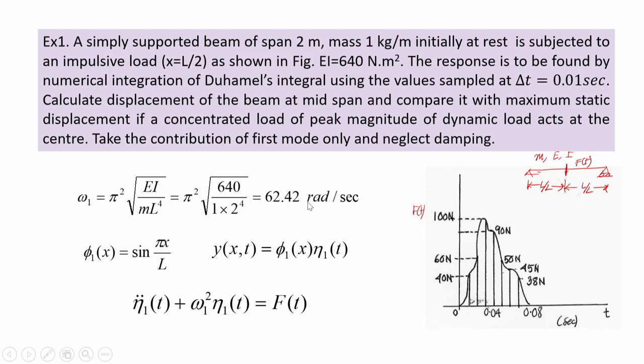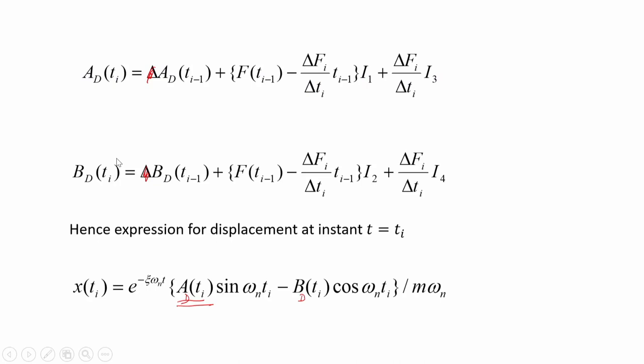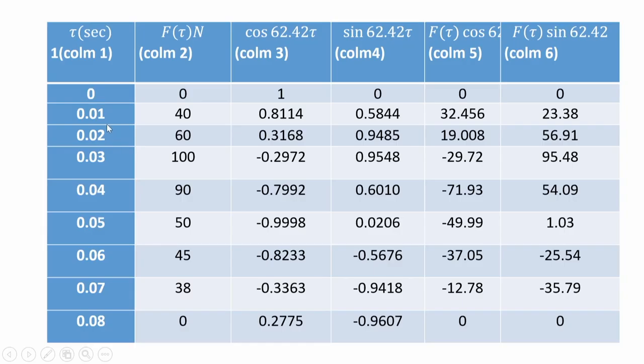Then the mode shape corresponding to the first natural frequency is phi 1(x) equal to sine pi x by L. Therefore, the displacement at any location x at the instant t is given by phi 1(x) into eta 1(t). Eta 1 is the time dependent coordinate which we want to find using the Duhamel's integral. So eta 1 double prime (t) plus omega 1 square eta 1 (t) equal to f(t). Now we carry out the integration in tabular form.